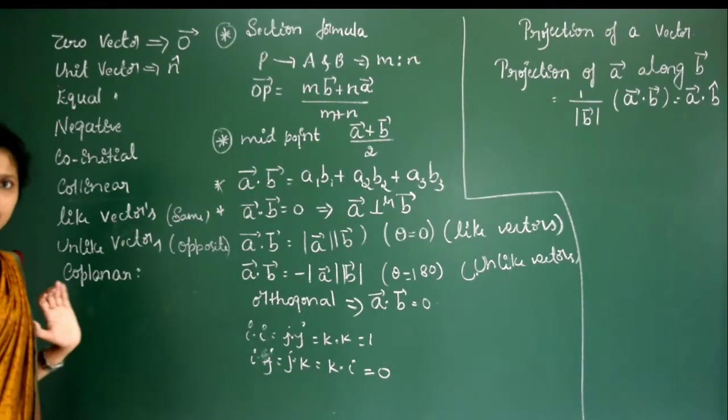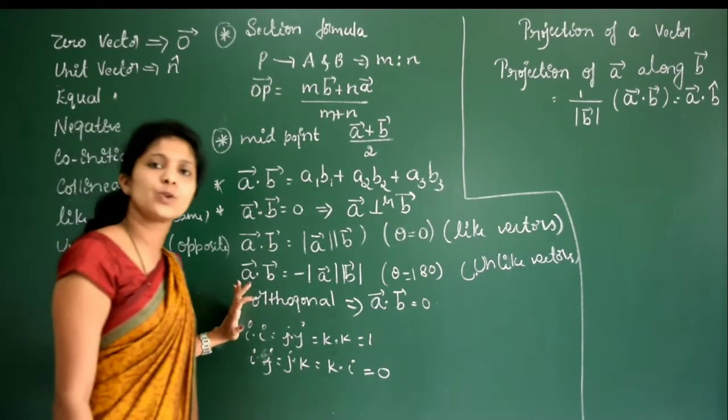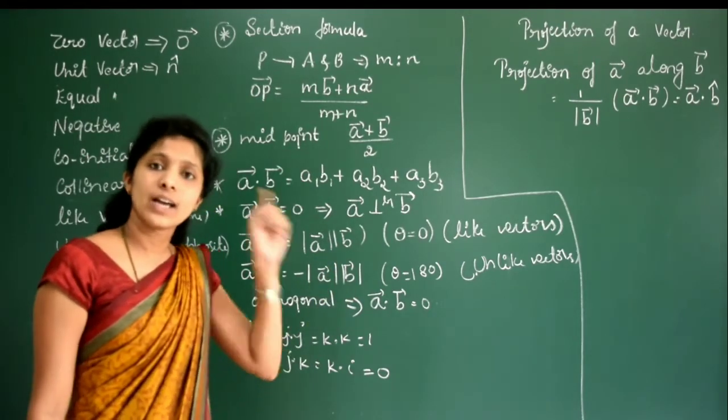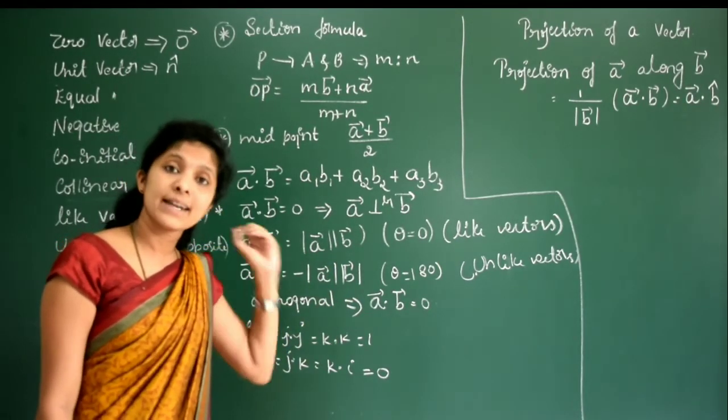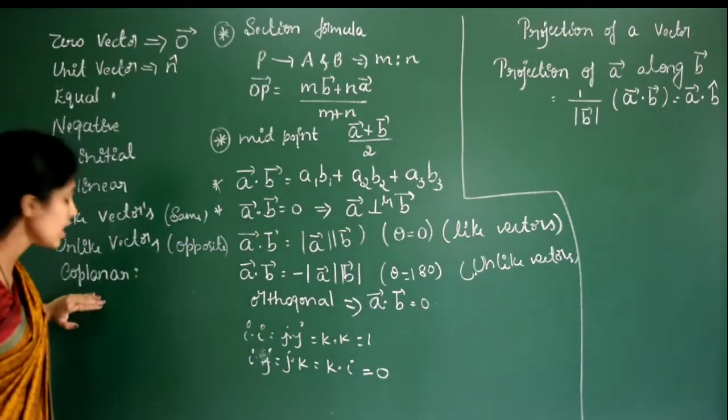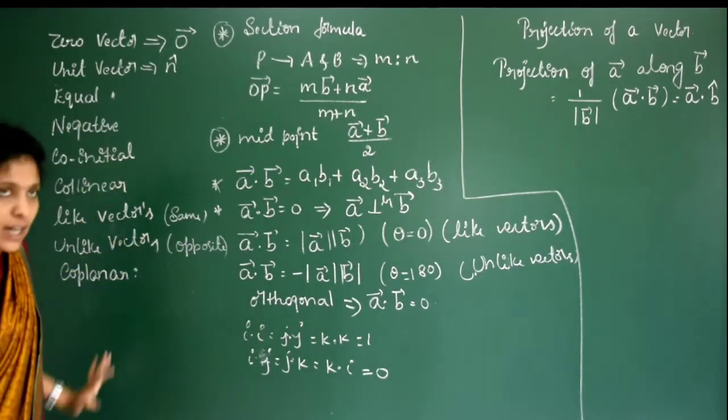Next, coplanar vectors. Two or more vectors are said to be coplanar if they lie on the same plane or are parallel to the same plane. Then it is called coplanar vectors. These are the different types.